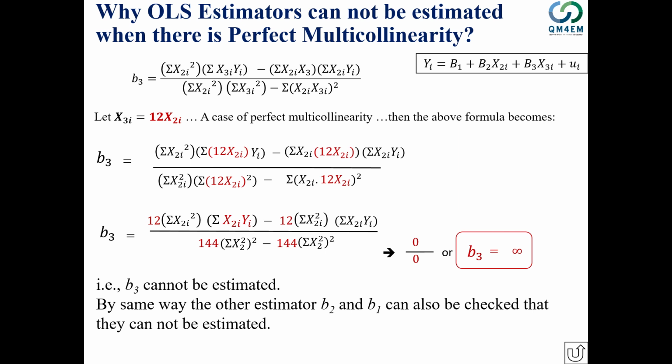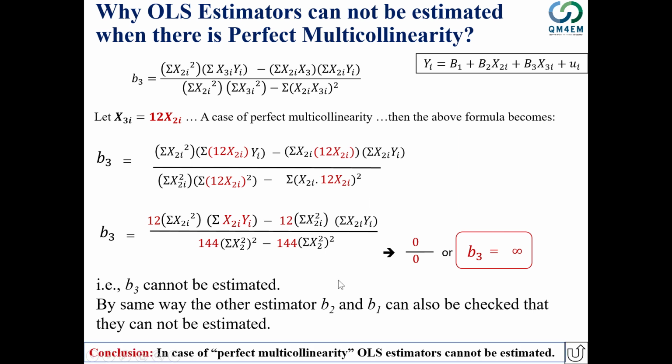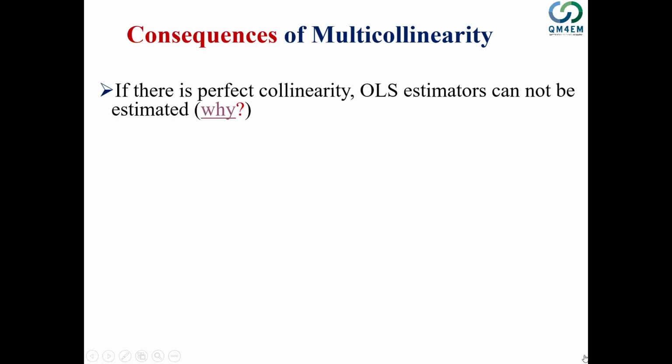This is just to tell you why the ordinary least square method falls down when you have perfect multicollinearity in your data. So the conclusion is, in case of perfect multicollinearity, the OLS estimator cannot be estimated. Let me go back to the slide from where I started. The consequences of multicollinearity: if there is a perfect collinearity, the OLS estimator cannot be estimated. So now you know why.